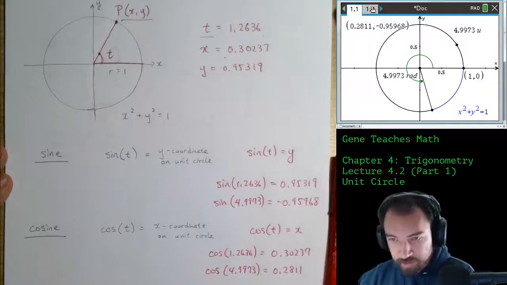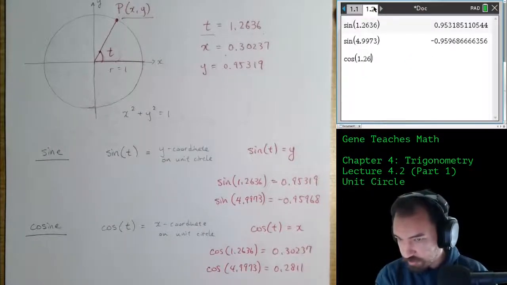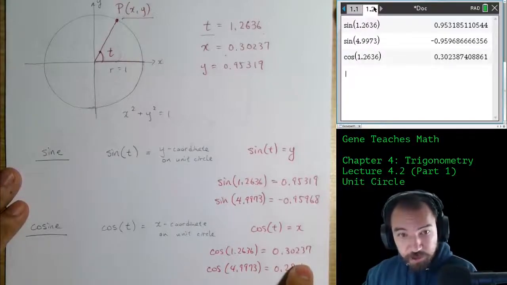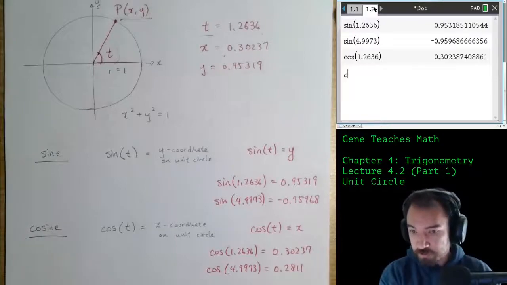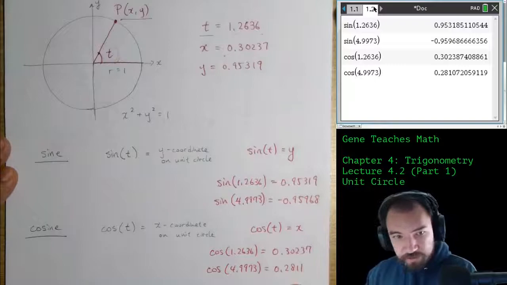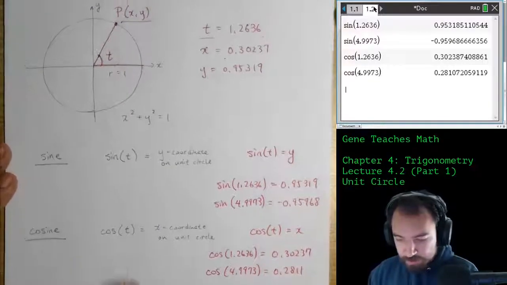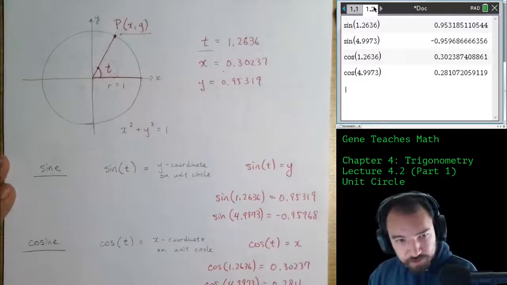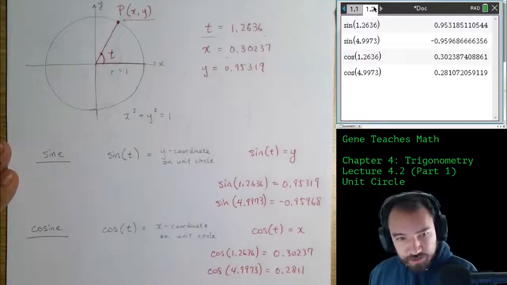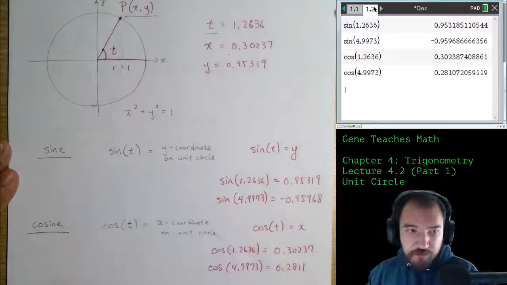Now, we can go back to the calculator page and actually verify that this is a thing. We can type in cosine of 1.2636, and it should come out to be this number. The calculator understands what to do. And we can also verify this value, 4.9973, that right there. So somehow, there's a way that the calculator is looking at certain angles on the unit circle, figuring out what the x and y coordinates are, and presenting them to us in the form of cosine for the x-coordinate and sine for the y-coordinate.